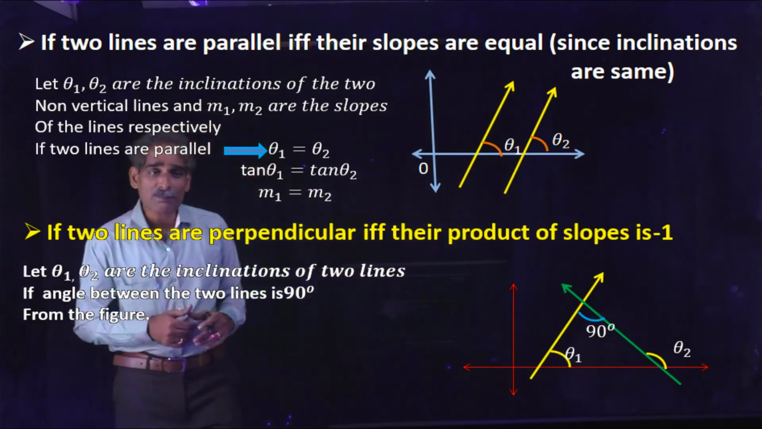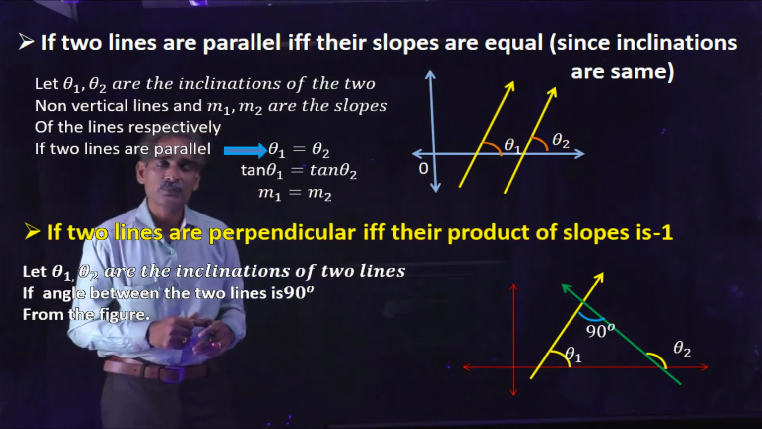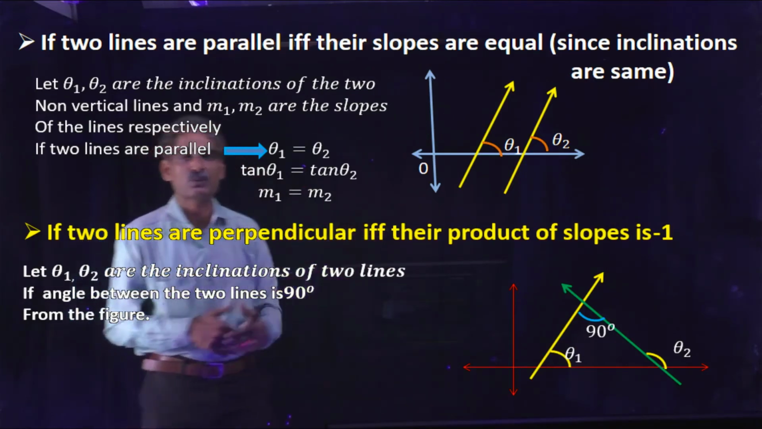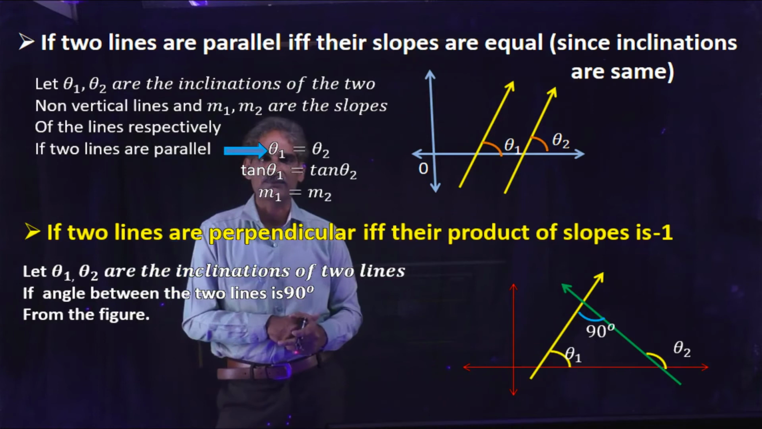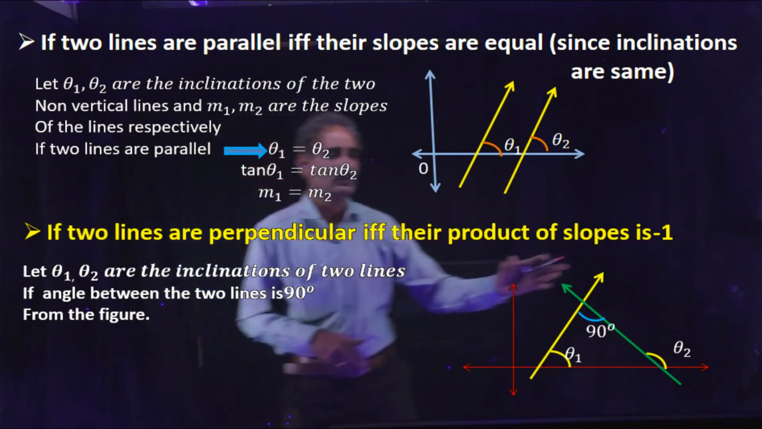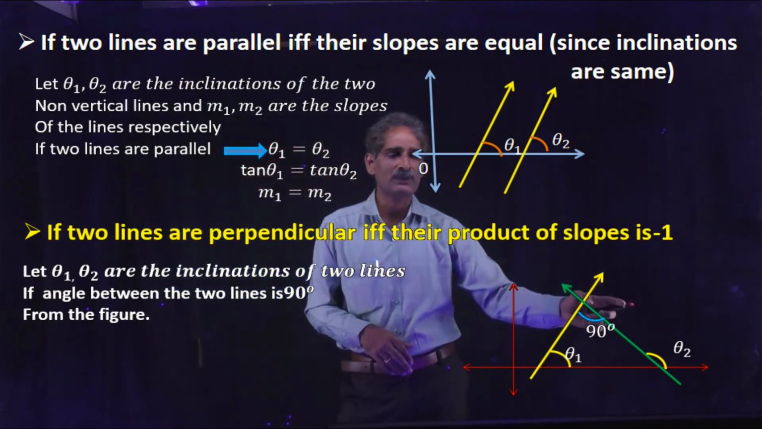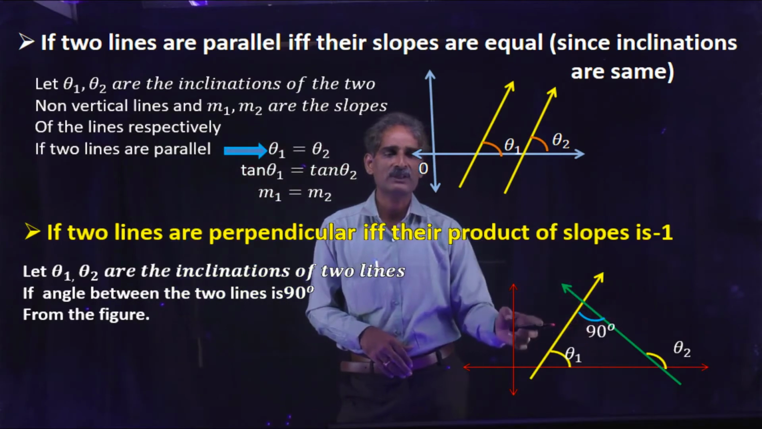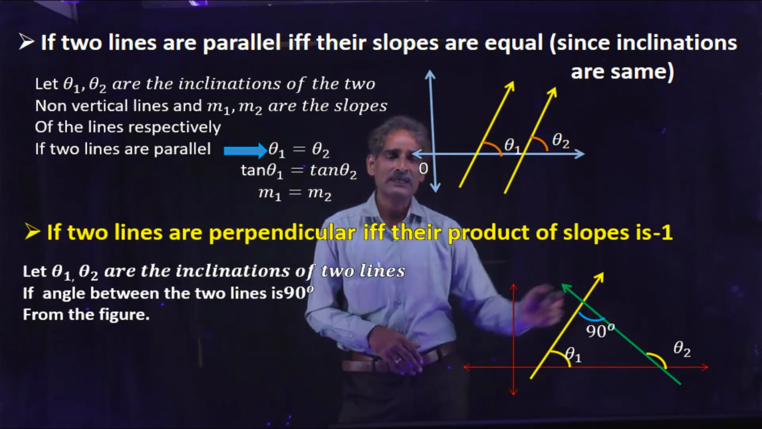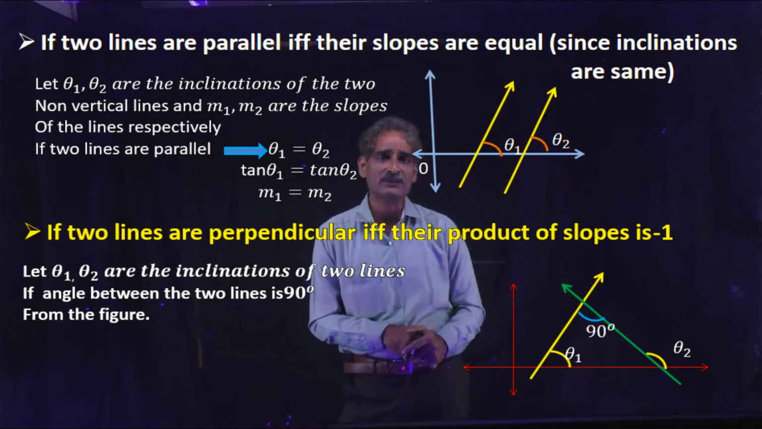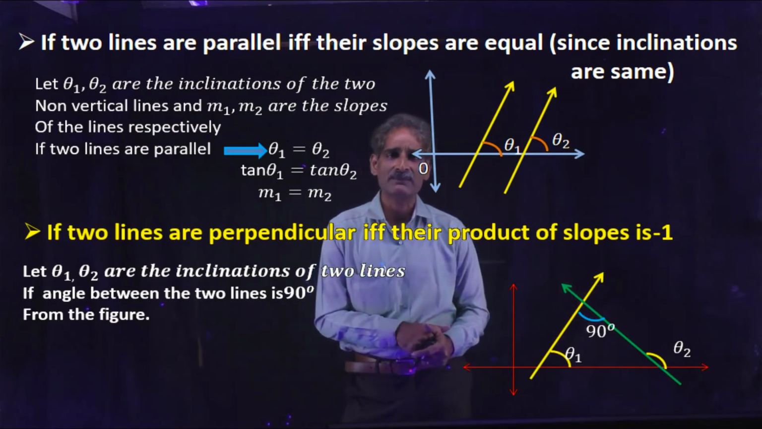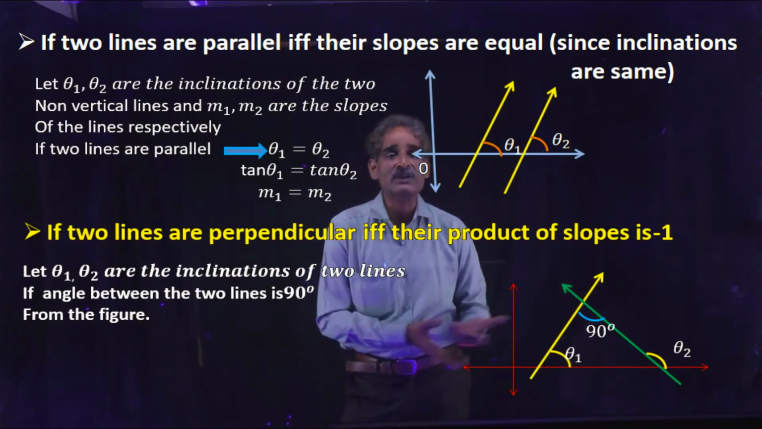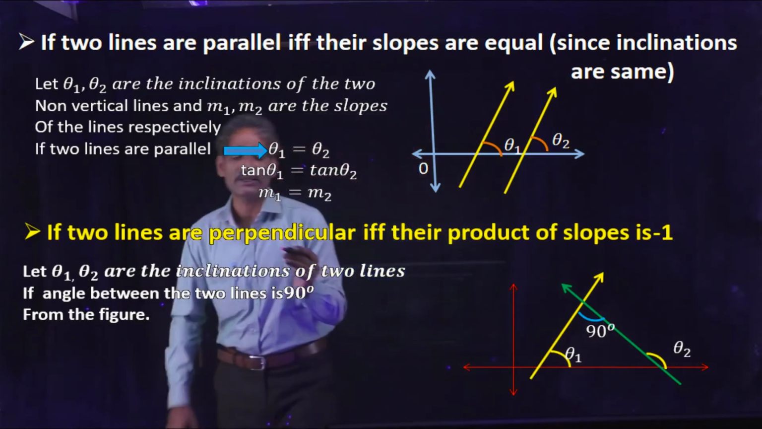Two lines are perpendicular if and only if the product of their slopes equals minus 1. We have to prove this relation. So for that, consider two lines. Clearly these two lines are perpendicular lines. This and this are two perpendicular lines. Let us consider theta 1, theta 2, the inclinations made by these lines. Then slopes of these lines are m1 and m2.